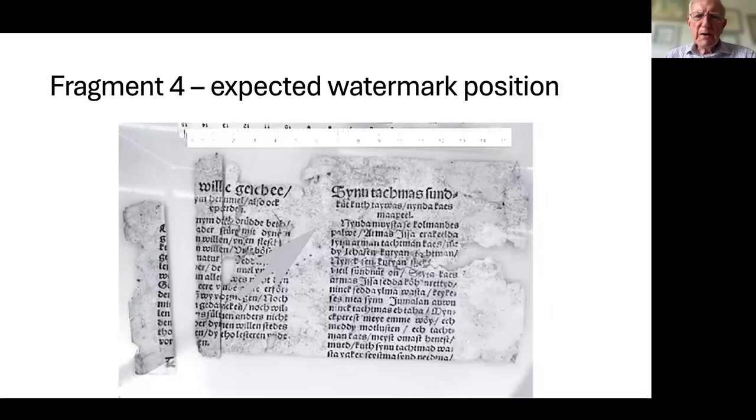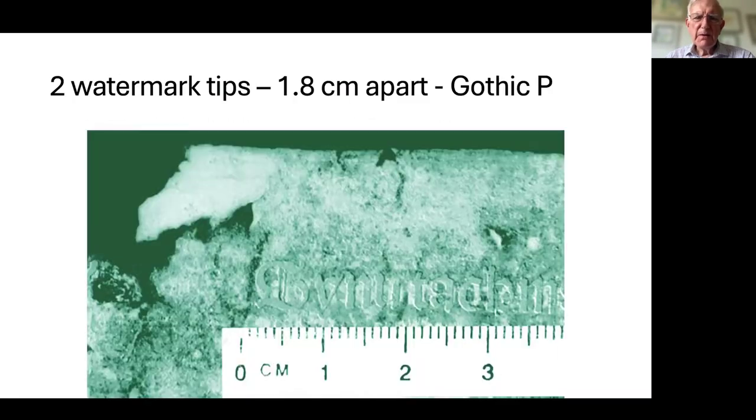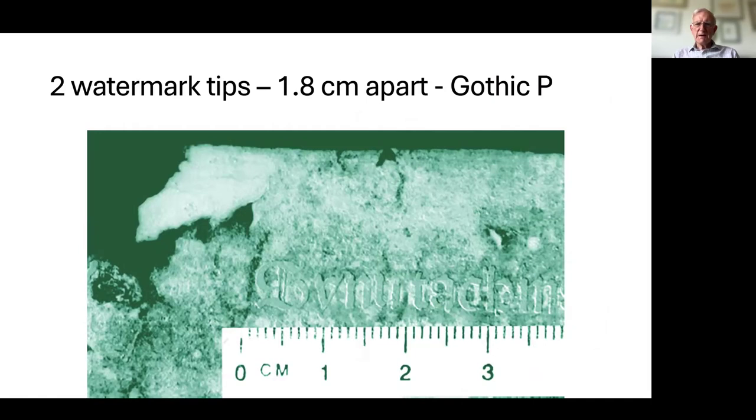This is more about watermarks and their expected position in books. Here's a backlit image. And with care, one can see those little black lines, which is the negative image. So the watermark would normally be white, but this has been flipped and inverted. This shape here and this shape here are in fact the two bottom parts of a Gothic letter P. They're 1.8 centimeters apart, as is the case here.